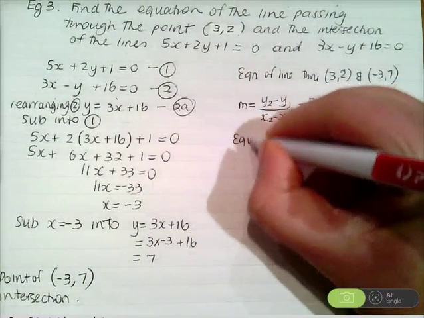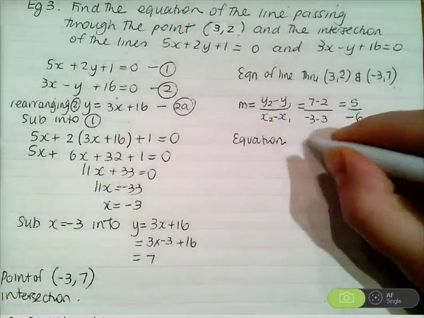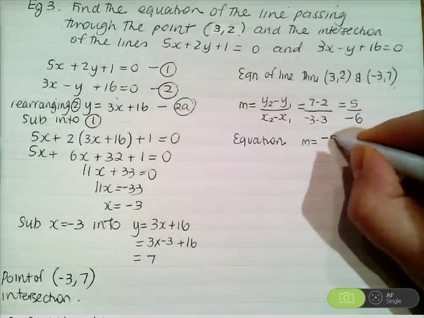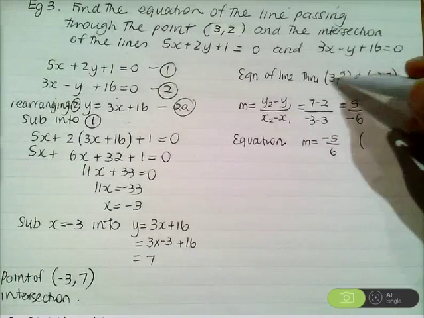And so for the equation of the line joining those 2 points, I'm going to use the gradient, negative 5 over 6, and I'm just going to use one of those 2 points.